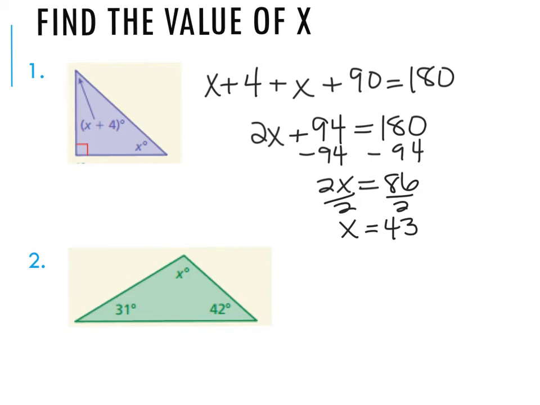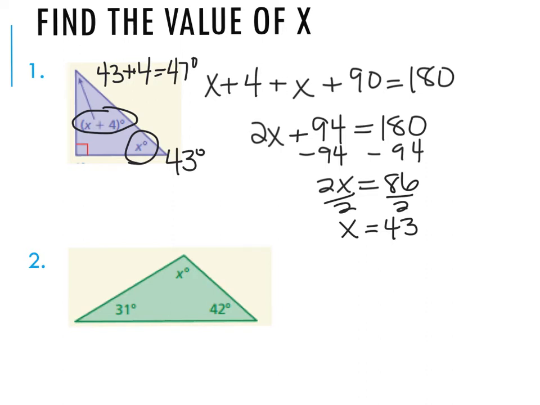Now in this, it just tells us to find the value of x, but if it told us to go back and find the angle measures, I would look here and it's just x, so it'd be 43 degrees. And then up top, it's 43 plus 4, so that means that it's 47 degrees. Just so that you know, if it says to find the angle measures, we go back and do that. Why don't you guys pause the video and try number 2.